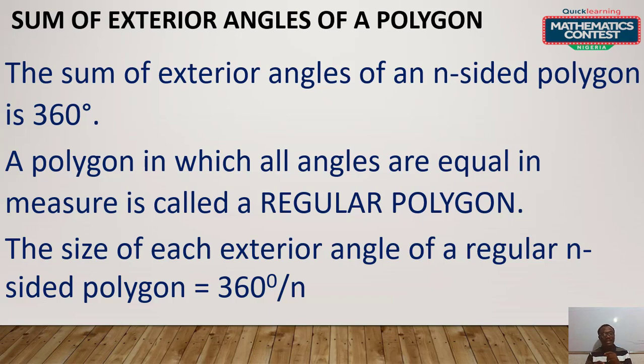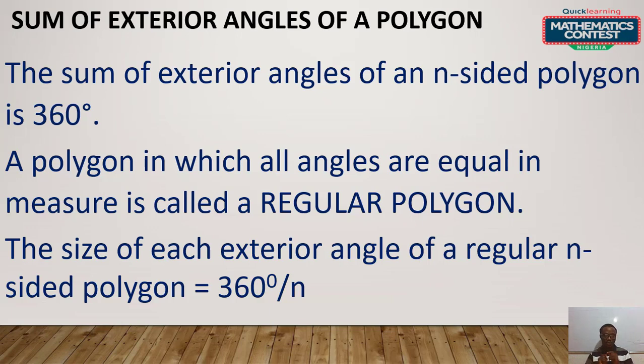Now lastly, the size of each interior angle of a regular n-polygon is 360 divided by the number of sides. This formula is actually very important. Take note, we're going to use it today. Now, if you want to get each exterior angle of a polygon, 360 divided by the number of sides will give us the exterior angle of that polygon. But take note, there's another formula I didn't add here, but let me explain. You can note it down. There's a formula that says interior angle plus exterior angle of a polygon is 180 degrees.